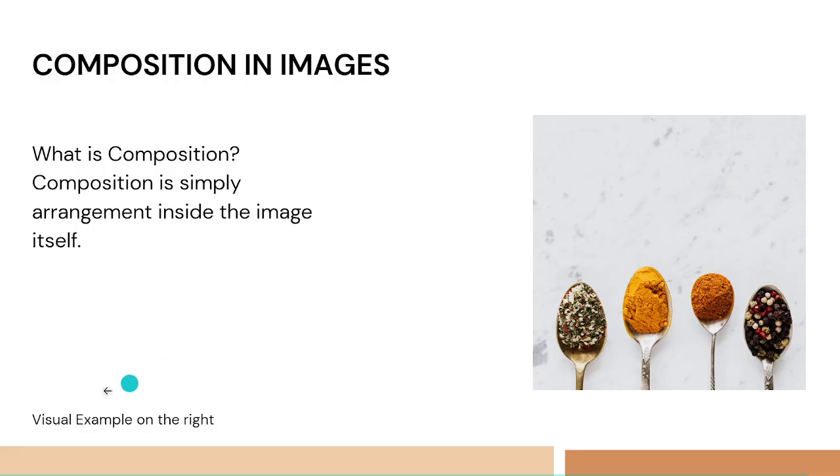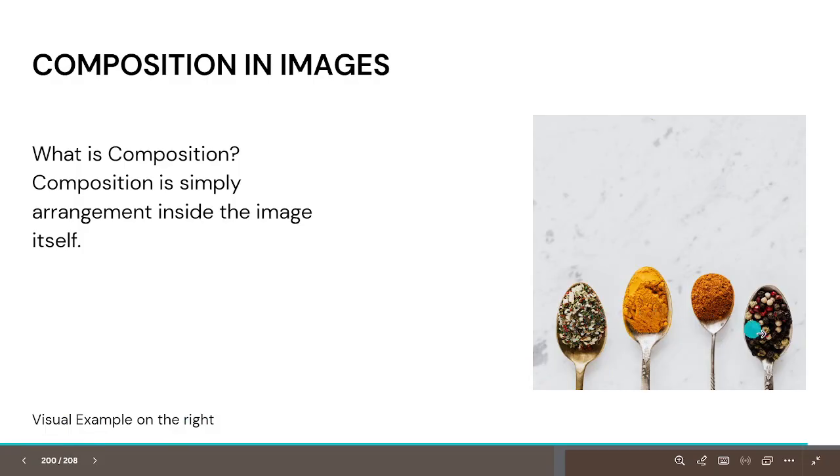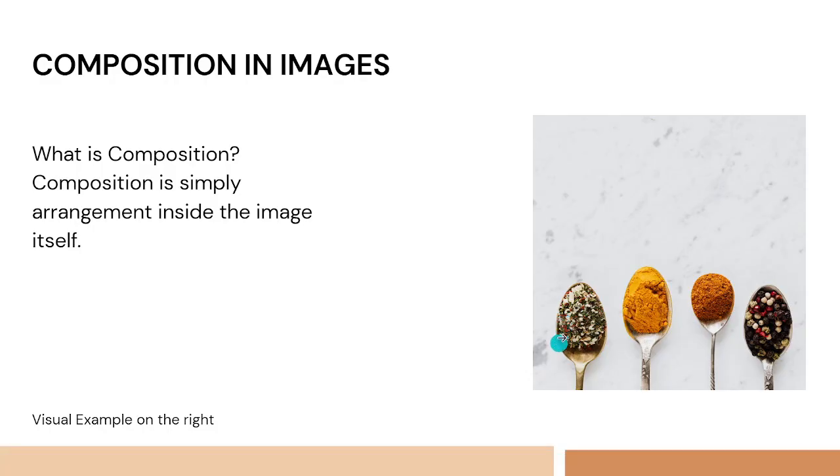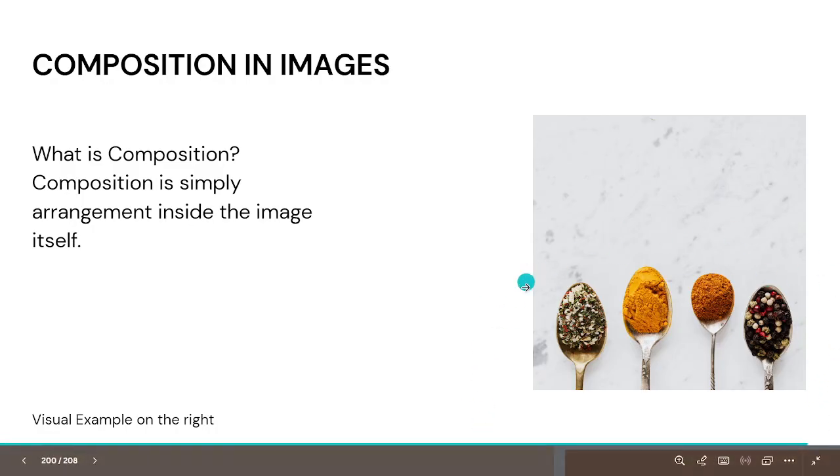And there's a visual example here by the right, where composition is being explained. We can see the first spoon placed in the first position, the second spoon in the second position, the third spoon and the fourth spoon, and the element on each of them is different. So this is a practical explanation of composition.